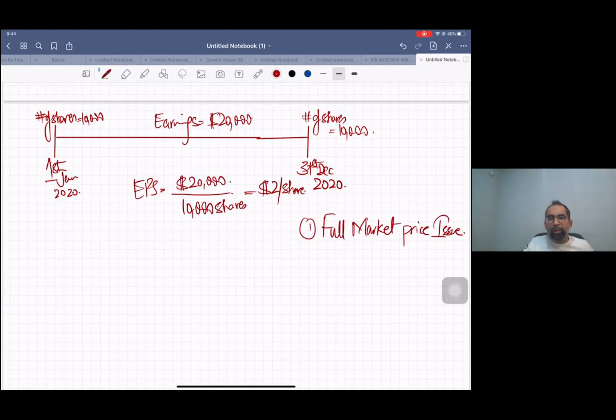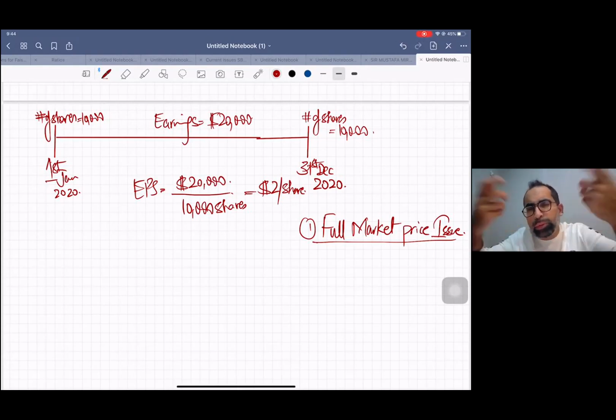What do you mean by full market price issue? It means, wait, the company needs cash. For example, the company needs cash to build a building, to buy a non-current asset, anything. And the company has decided to issue new shares and to get the cash from the market. So the company has issued new shares in the market and collected the market price, the actual market price, the full market price, which is going on in the market.